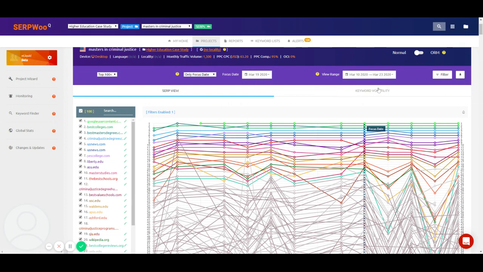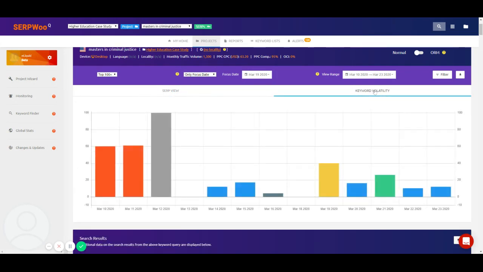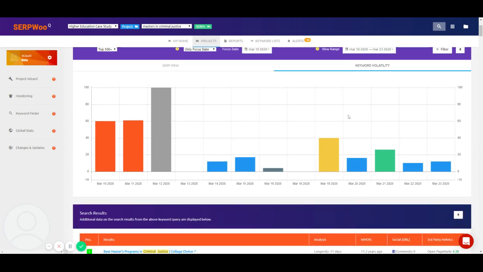We go to keyword volatility. And look at that. This is exactly why SERPWoo was invented. While we do have a lot of volatility on the 19th, which corresponded with the exercise science degree keyword and our global stats, our entire keyword universe, for this particular keyword, for this SERP, we actually had more for the March 10th date, March 11th, and March 12th.